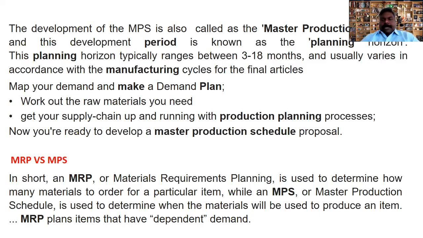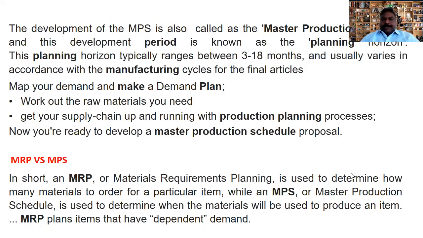If we don't have the demand plan, if you don't know what to do, then what is the use of scheduling? So if you have a demand, then we need to see the raw materials, we need to see the supply chain, and we need to go for production planning that leads to the master production schedule. If you are not going to have these above items, you cannot prepare this master production schedule. So there is a difference between MRP, that is materials requirement planning, and master production scheduling.